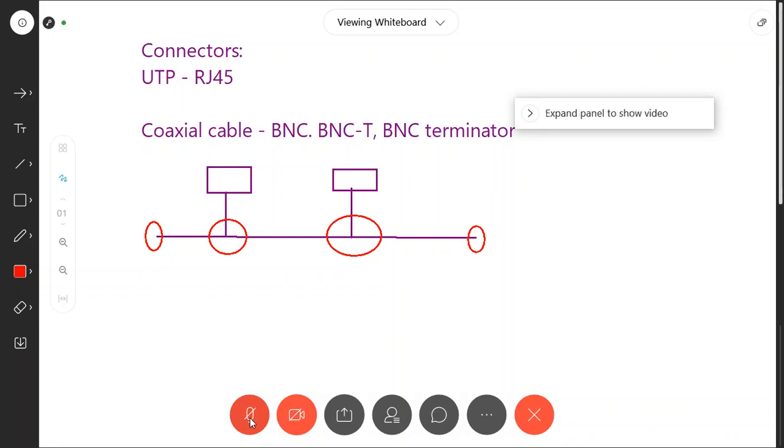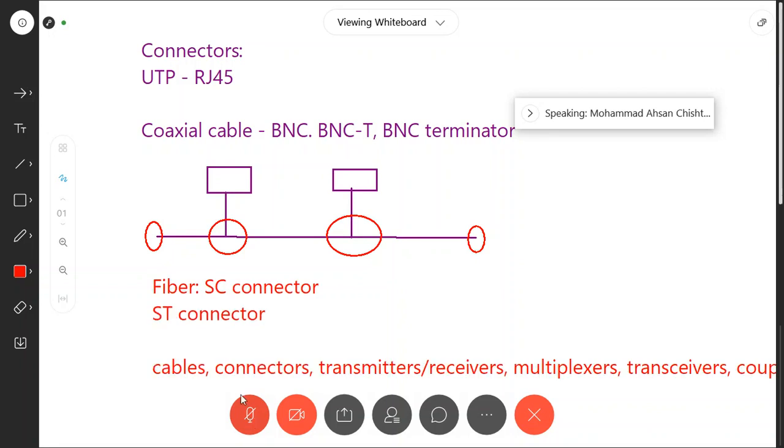Now let's move to the transmission media. For this, let me just close this whiteboard.